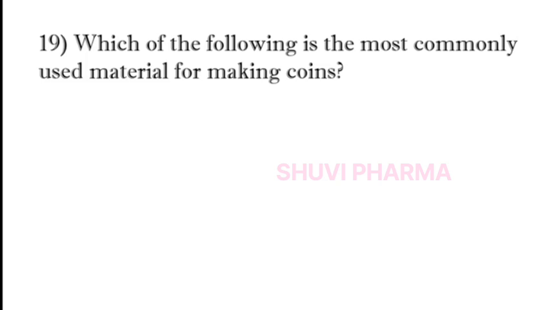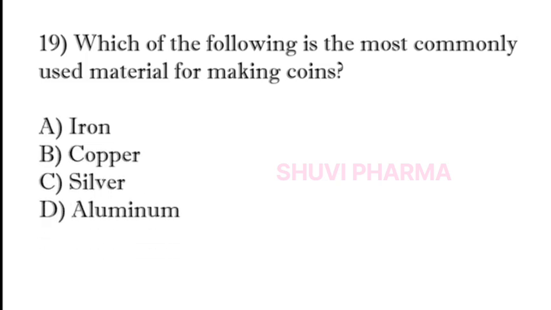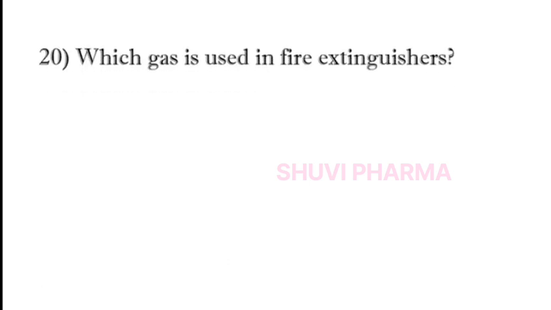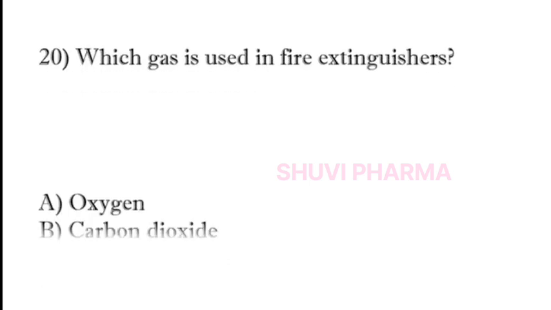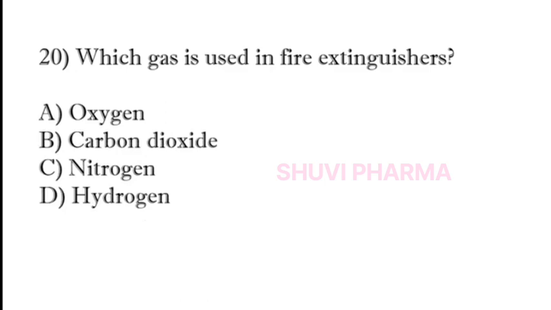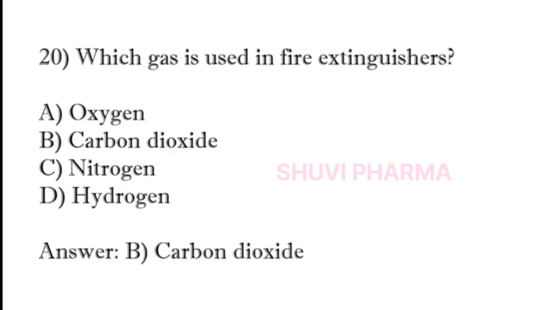Which of the following is the most commonly used material for making coins? Iron, copper, silver, aluminium. The correct answer is option B, copper. Which gas is used in fire extinguishers? Oxygen, carbon dioxide, nitrogen, hydrogen. The correct answer is option B, carbon dioxide.